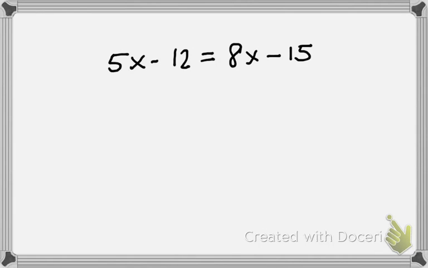Alright, if you notice, I've got a variable on both sides. They're both x's. So our goal here is to put x on one side of the equal sign and a number of some kind on the other. Alright? And so that's what our process is.